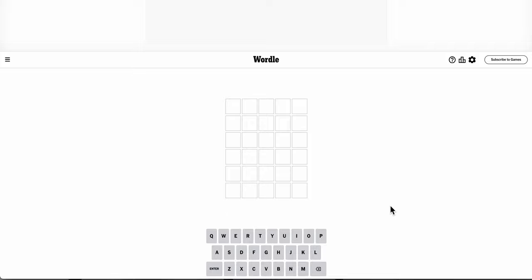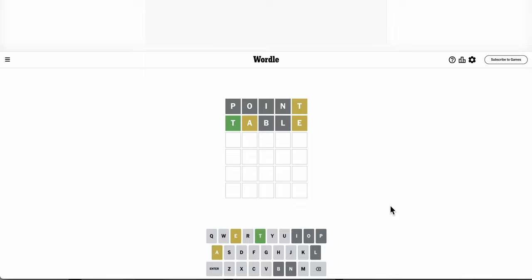I like to start with point. And I don't get much out of it, other than a T in the wrong spot. Well, P is out, so plane is removed, and train is also removed because there's no I or N. I need totally different letters. We'll try table next.